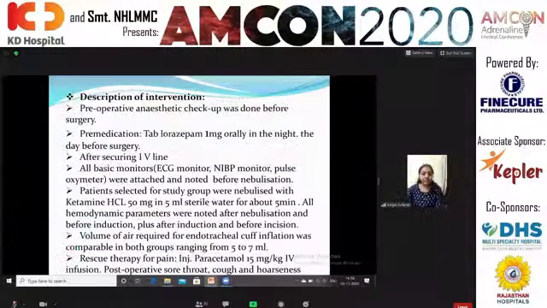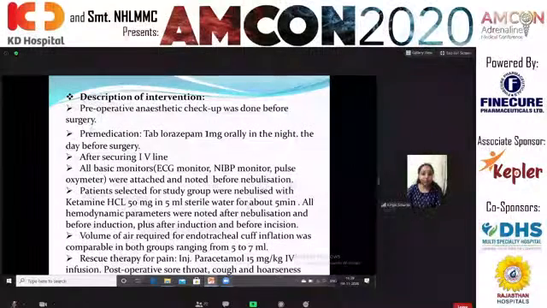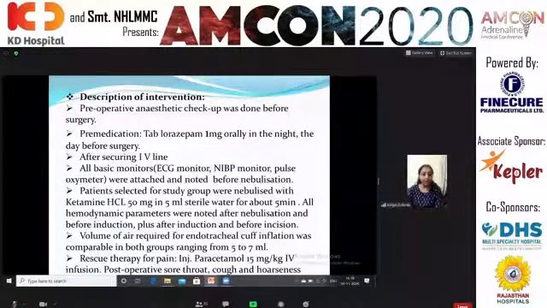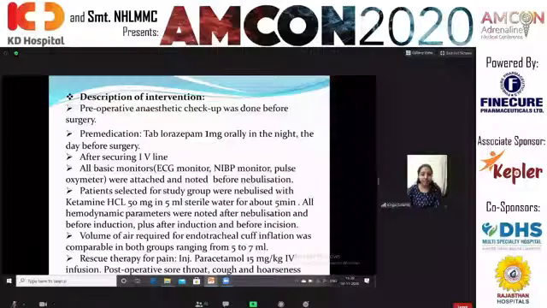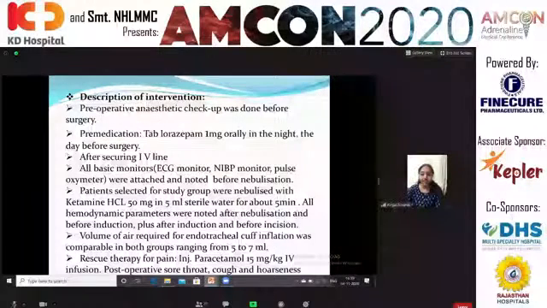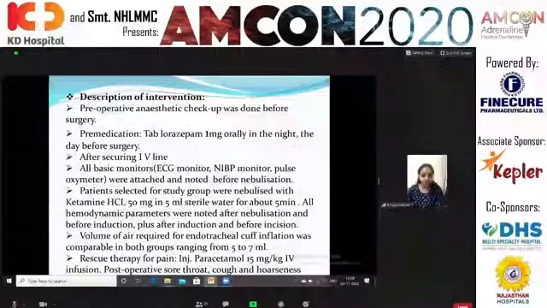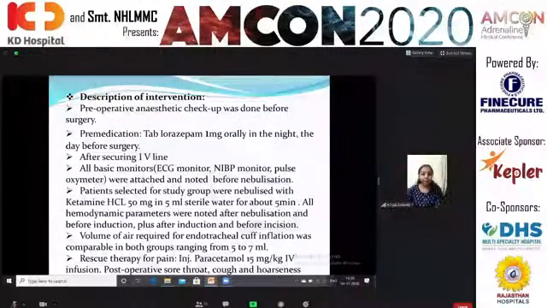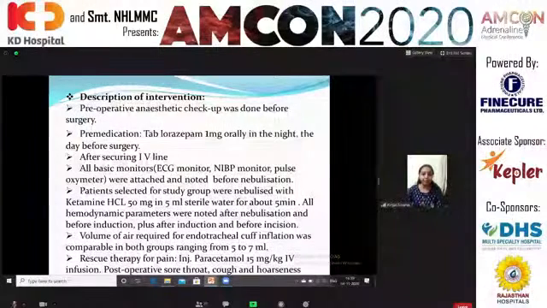So first of all, we checked that the preoperative anesthesia checkup was done for all the patients. After that, we prescribed tablet lorazepam 1 milligram orally a night before surgery to all the patients. On the day of OT, after securing the IV line, all the basic monitors were attached, like ECG monitor, BP, and pulse oximeter. And hemodynamic parameters were noted before nebulization.